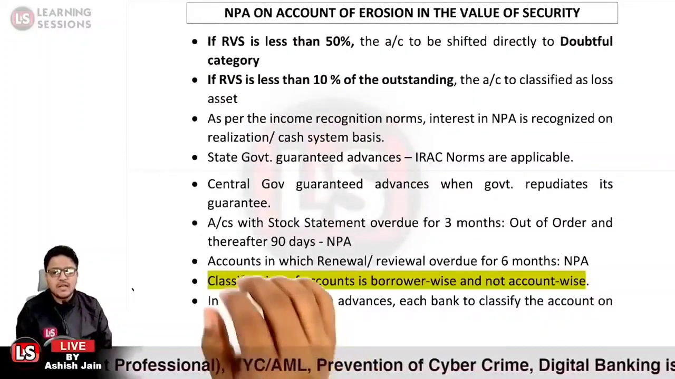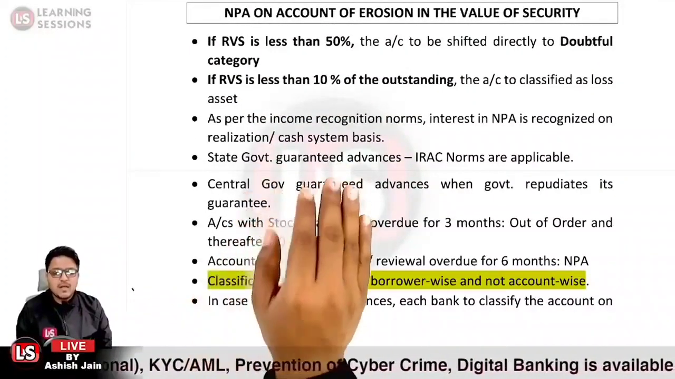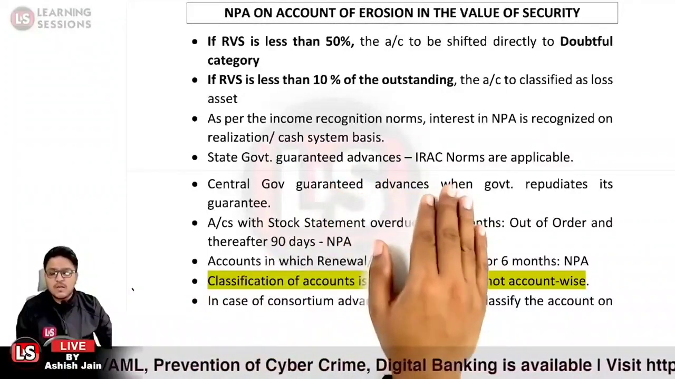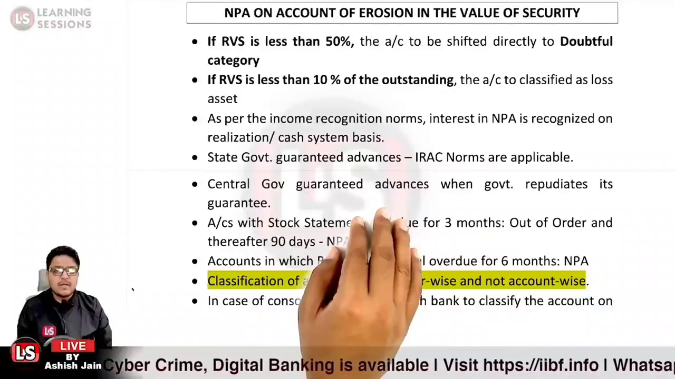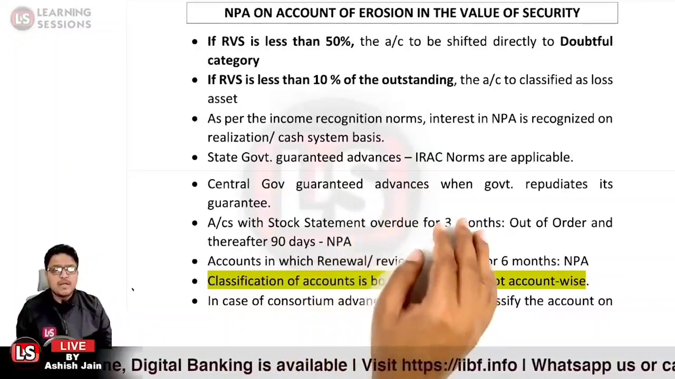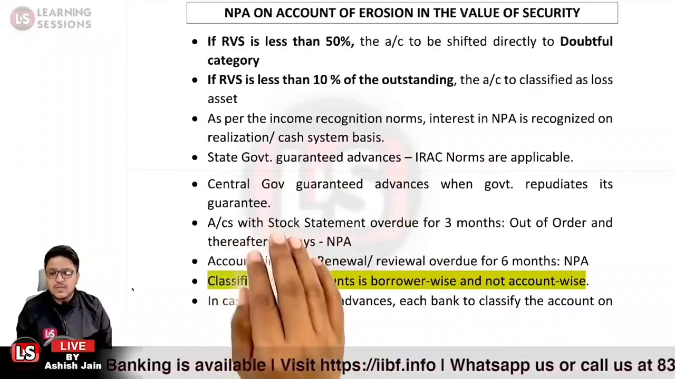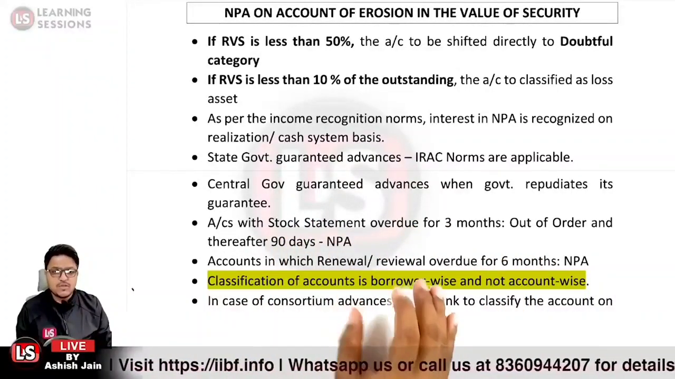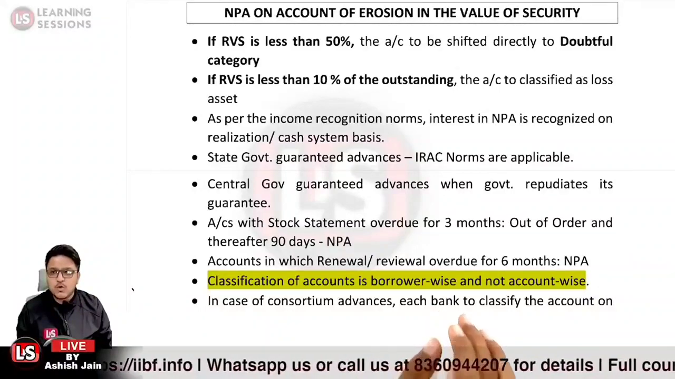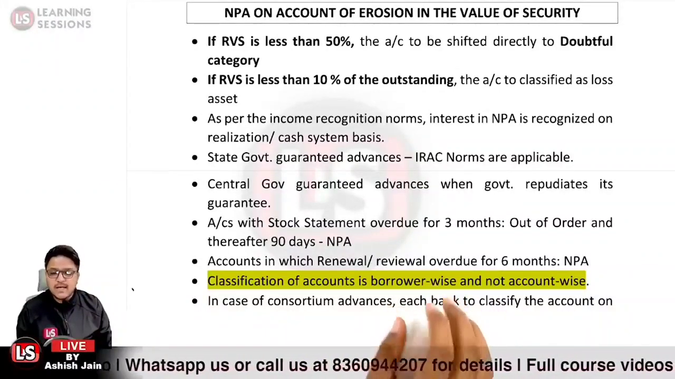Further, we have discussed already that for state government guaranteed advances, the normal IRAC norms are applicable, and for central government guaranteed advances, when government repudiates its guarantee, in that case only the normal IRAC norms will be applicable. Okay, and the classification of the account is borrower wise. It is not account wise, it is borrower wise.